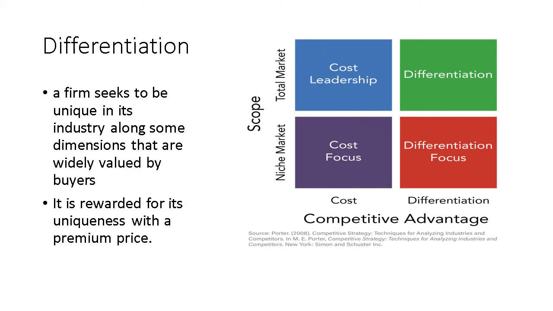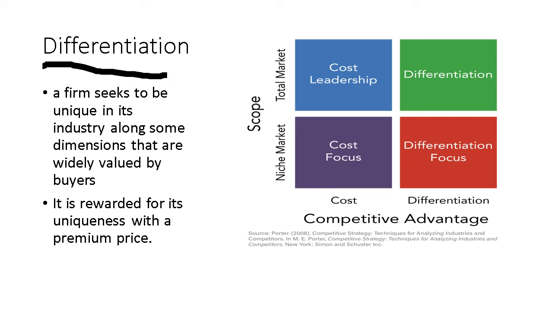Let's proceed with differentiation. In a differentiation strategy, a firm seeks to be unique in its industry along some dimensions that are widely valued by buyers. It selects one or more attributes that many buyers in an industry perceive as important and uniquely positions itself to meet those needs. It is rewarded for its uniqueness with a premium price. These strategies can be applied to products or services in all industries and to organizations of all sizes.